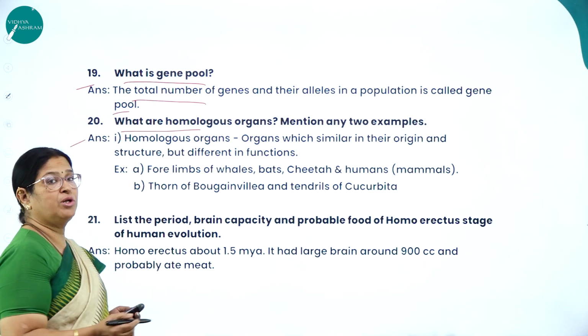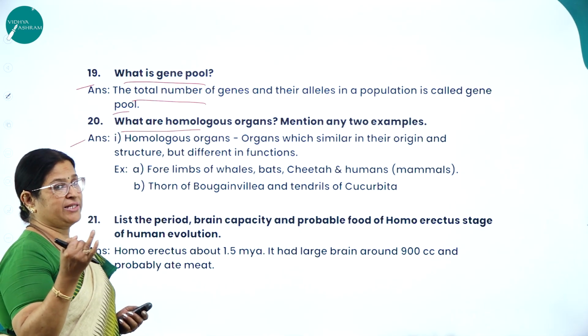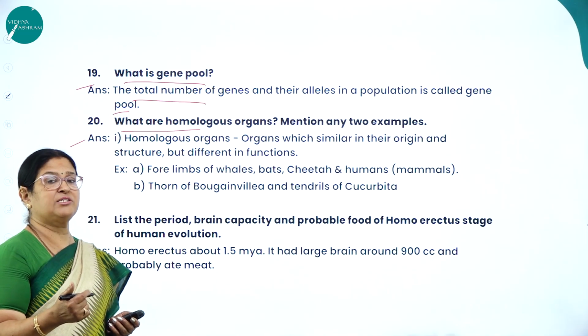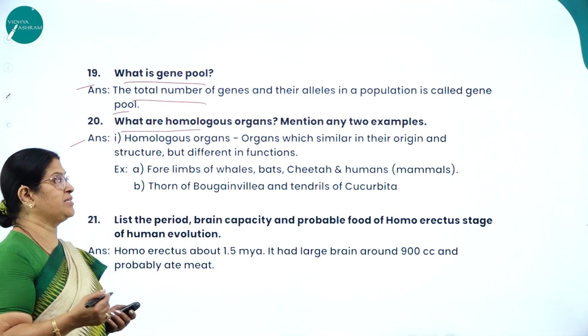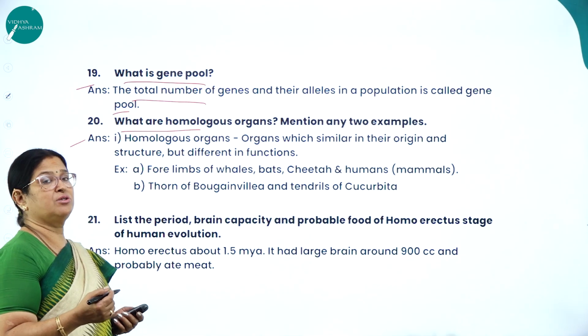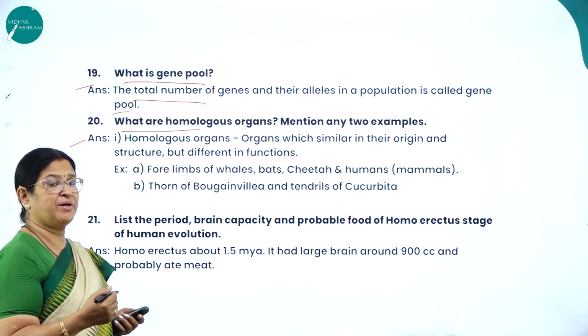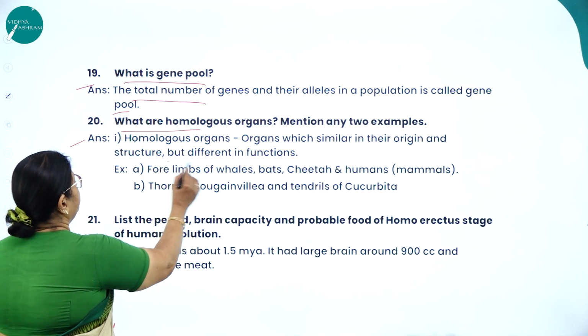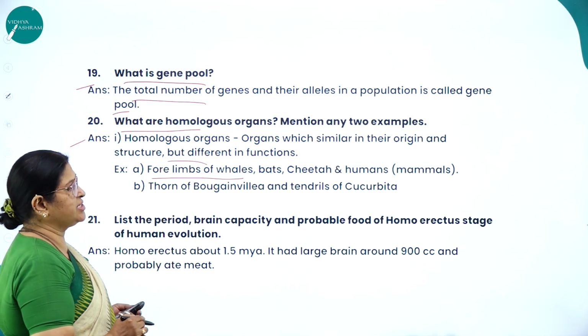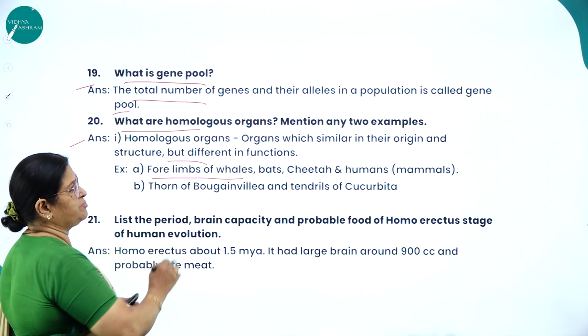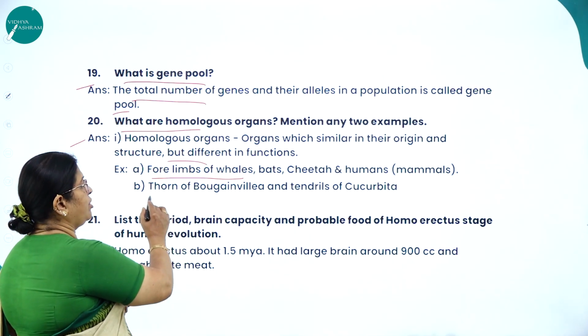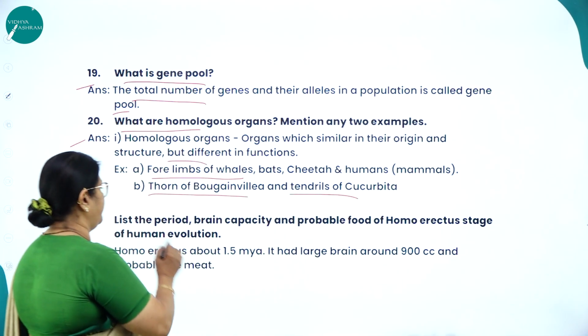Next, what are homologous organs? Mention 2 examples. In the previous slide, I explained analogous organs with 2 examples. So what are homologous organs? Homologous organs are those organs which have similar structure and origin but perform different functions. For example, the 4 limbs of whales, bat, cheetah and human. Then the thorn of bougainvillea and tendrils of cucurbita.